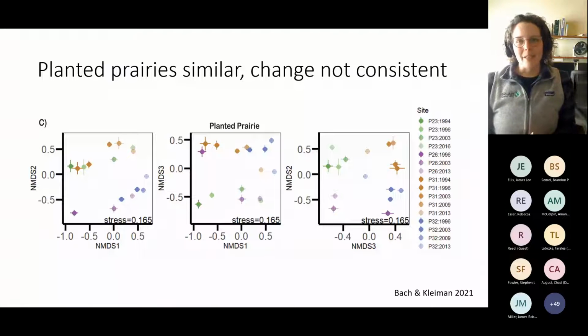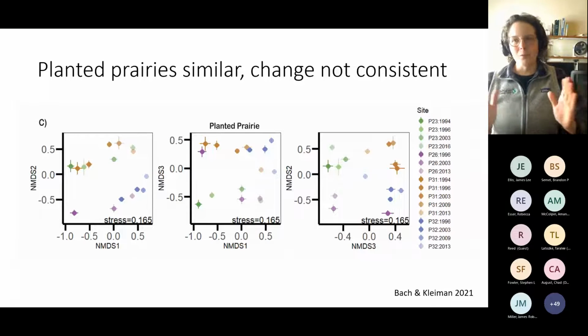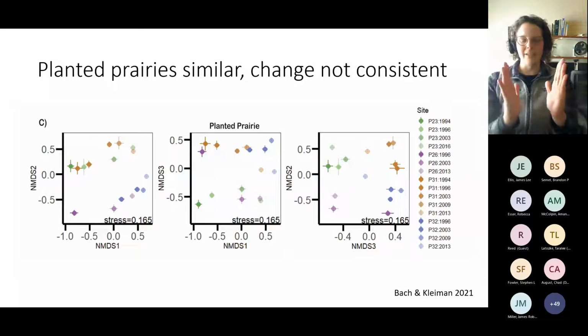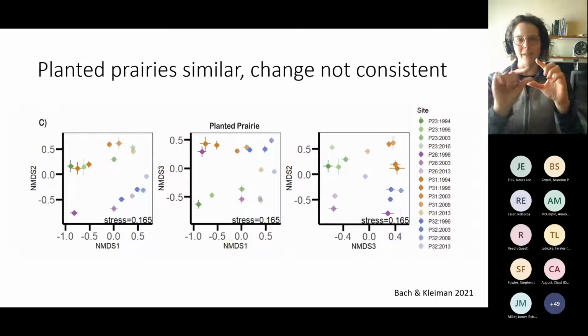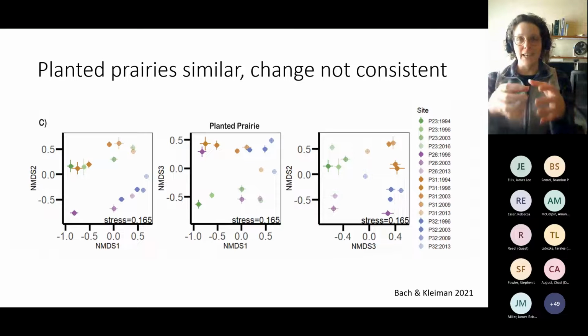So finally, the planted prairies, the reconstructed prairies. In this situation, I actually had to use a 3-dimensional graph to visualize these communities. And I know that's complicated. So pretend you have a glass box and maybe a little flower model in the middle of that glass box. You can look at the box from this angle, or this angle, and your eyes can figure out that that's a flower in the middle of that glass box.